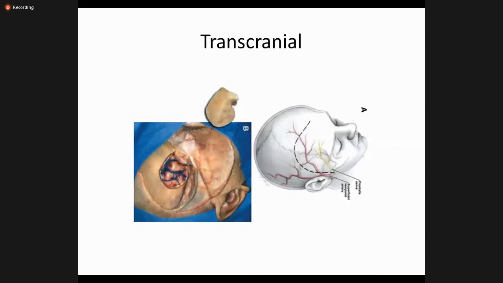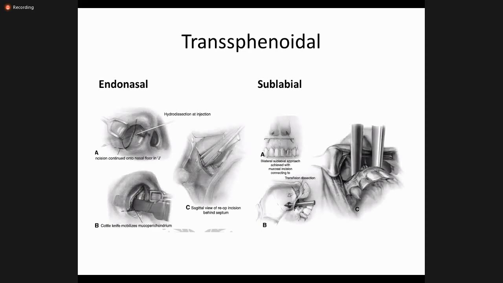This is a transcranial approach, the approach through the skull to operate or to remove the pituitary tumor. This is a transsphenoidal approach. In the transsphenoidal there are two types of approach. One is the sublingual approach, like this, through the mandible, and one is the endonasal approach. So two types of the transsphenoidal approach.